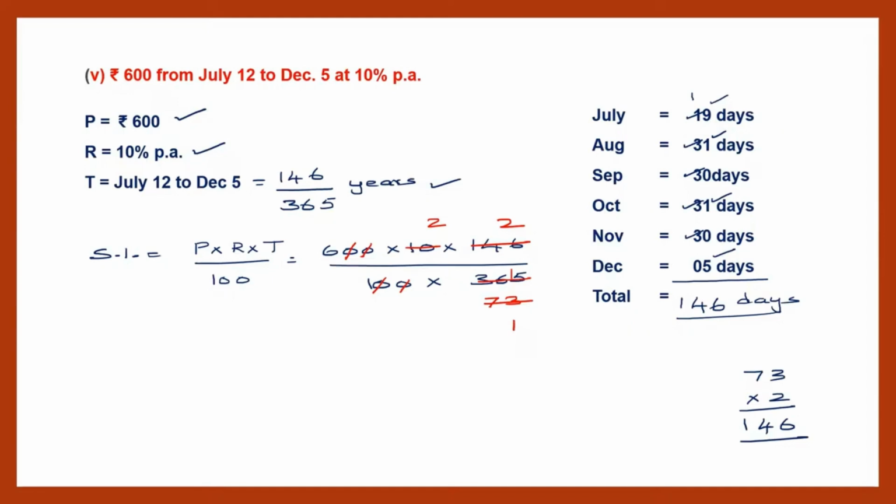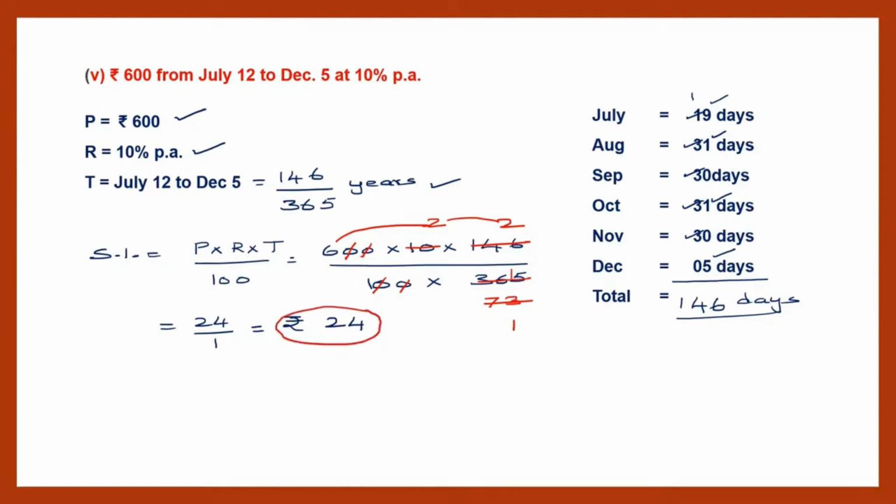Now let's multiply the numerators. 6 twos are 12, 12 twos are 24. So we have, in the numerator we have 24, in the denominator we have 1, that is 24 by 1 is 24. So simple interest is 24 rupees. So we have answered the first part of the question. What is the simple interest?